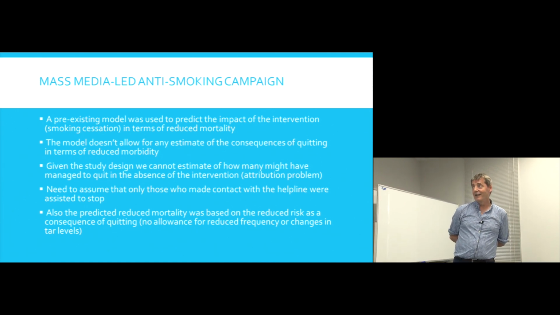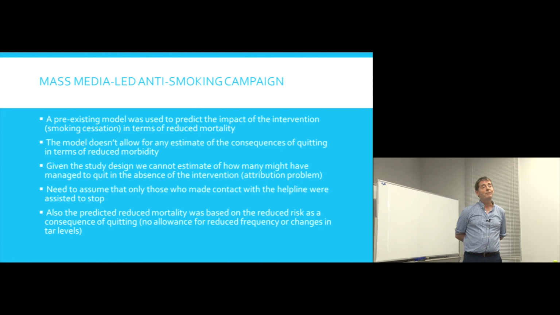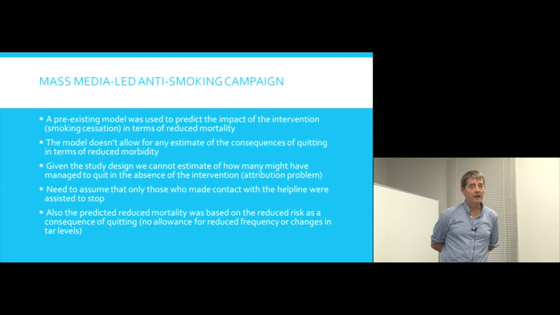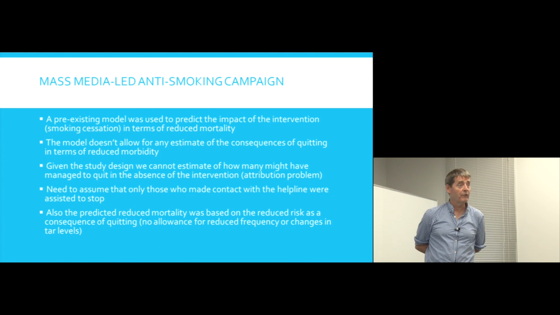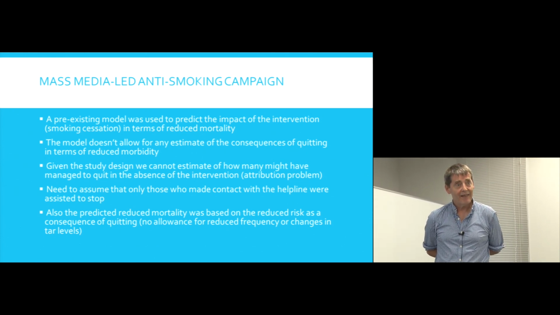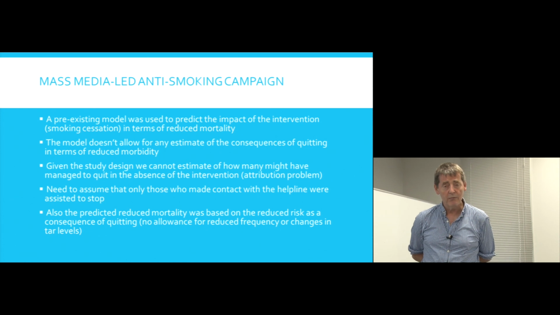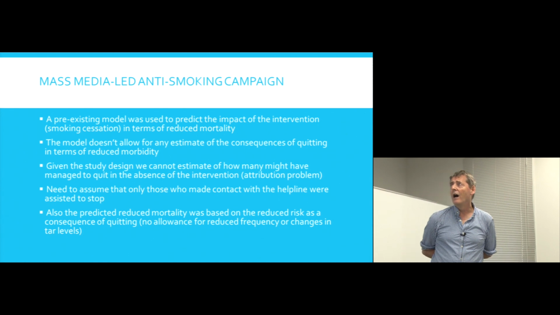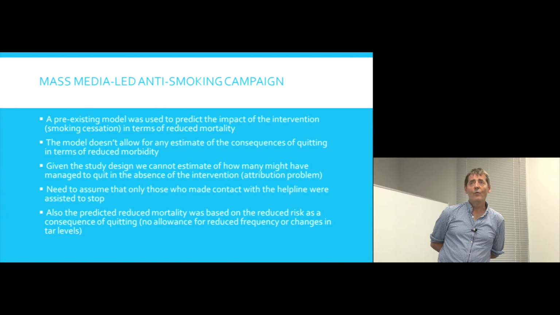Another problem with this study was we couldn't estimate how many people would have managed to quit anyway. So we follow up people who contacted Smoke Line, and we make an estimate of how many of them have quit. But what we don't know is how many would have quit anyway. It's another example of the attribution problem, and the attribution problem is a really big problem when looking at public health interventions. What we had to do was make an assumption about how many of them would have quit anyway.